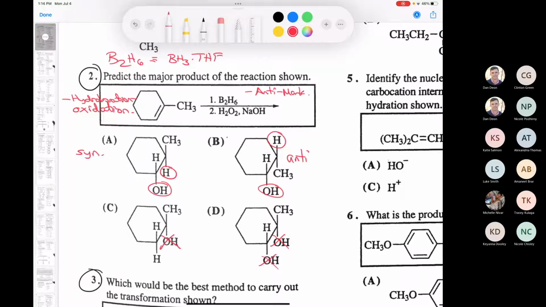And Nicole's got it. The answer is syn. It's not only anti-Markovnikov addition, but it's also syn addition of the hydrogen atom and the hydroxyl. So the answer would be A.